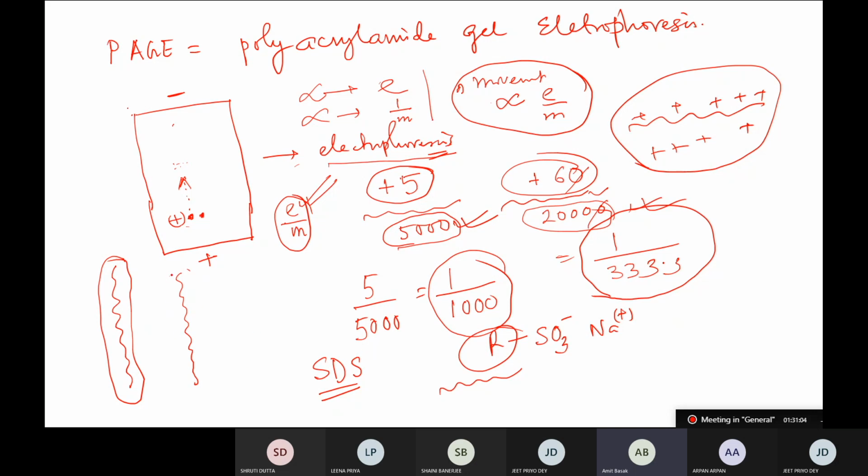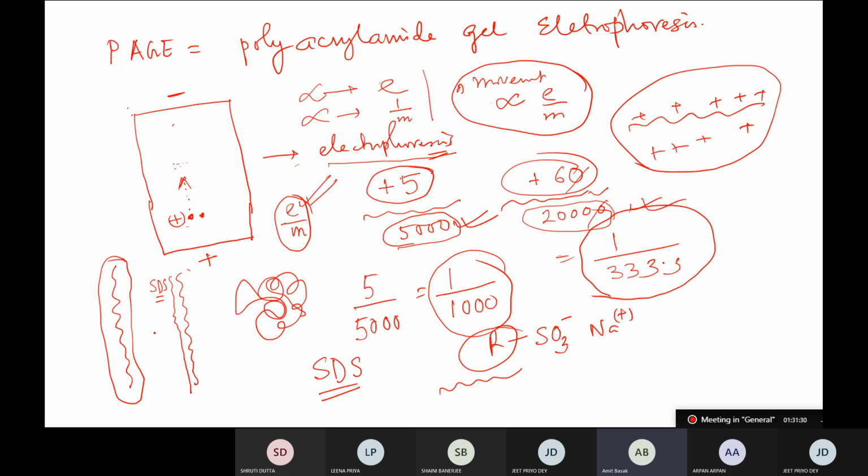Usually protein molecules have a folding pattern. They are folded in a particular form. That is the 3D structure. In presence of SDS, it opens up, and then it is totally covered by SDS. The whole surface is covered by SDS molecules.